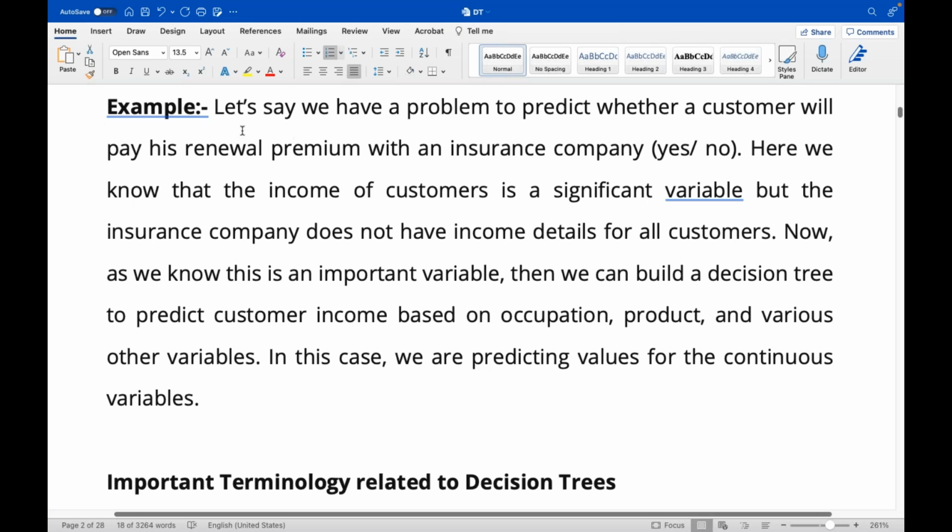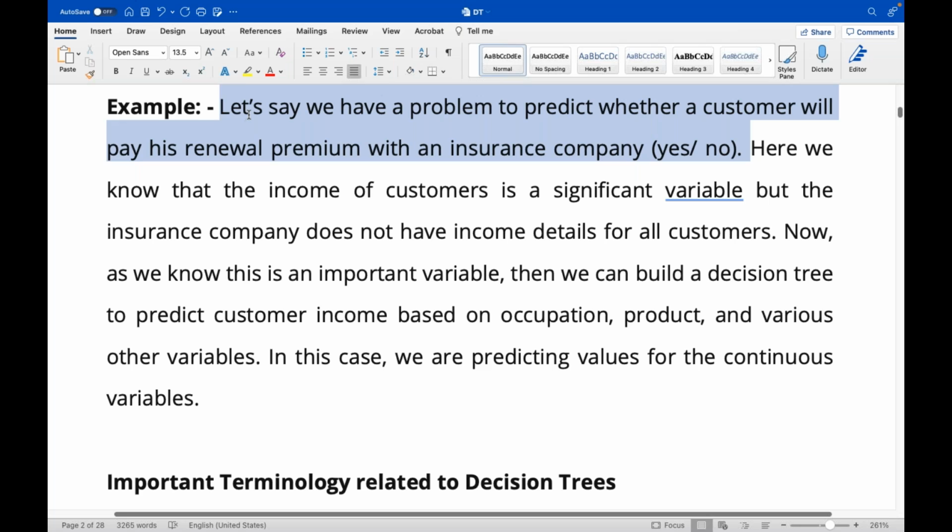So let's understand with a small example. Let's say we have a problem to predict whether a customer will pay his renewal premium with an insurance company, yes or no. Every year you are paying some amount for insurance. Based upon the customer information, you would like to predict whether this customer will go for the renewal or not. That kind of problem statement we can solve as classification.